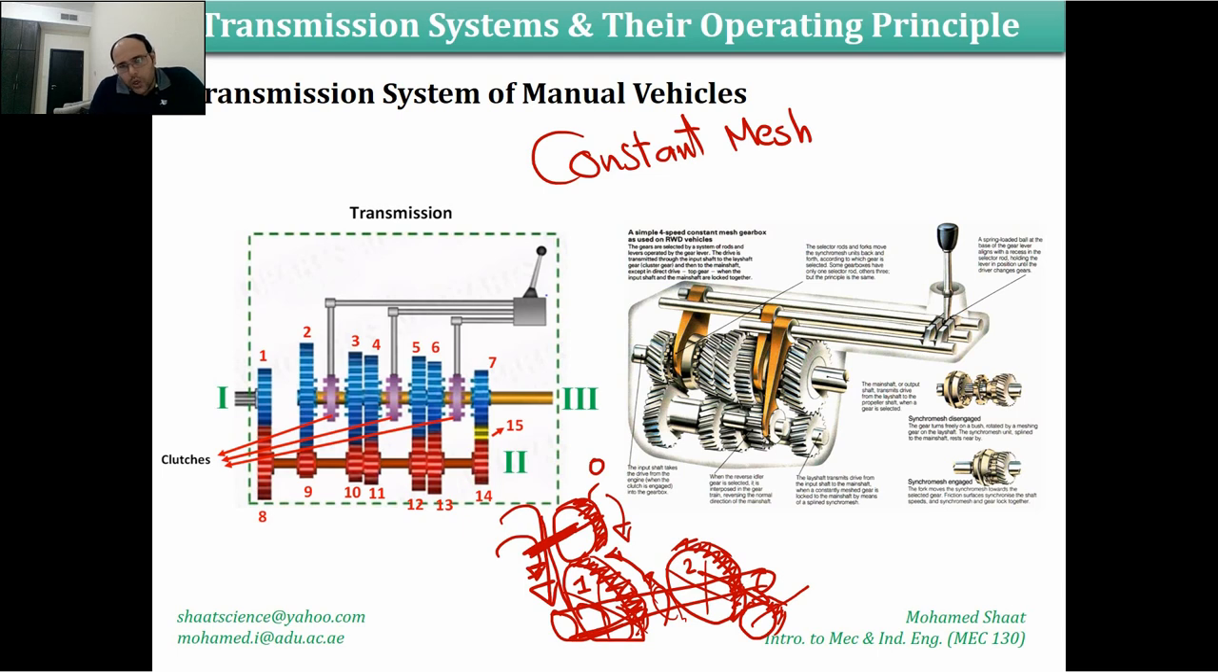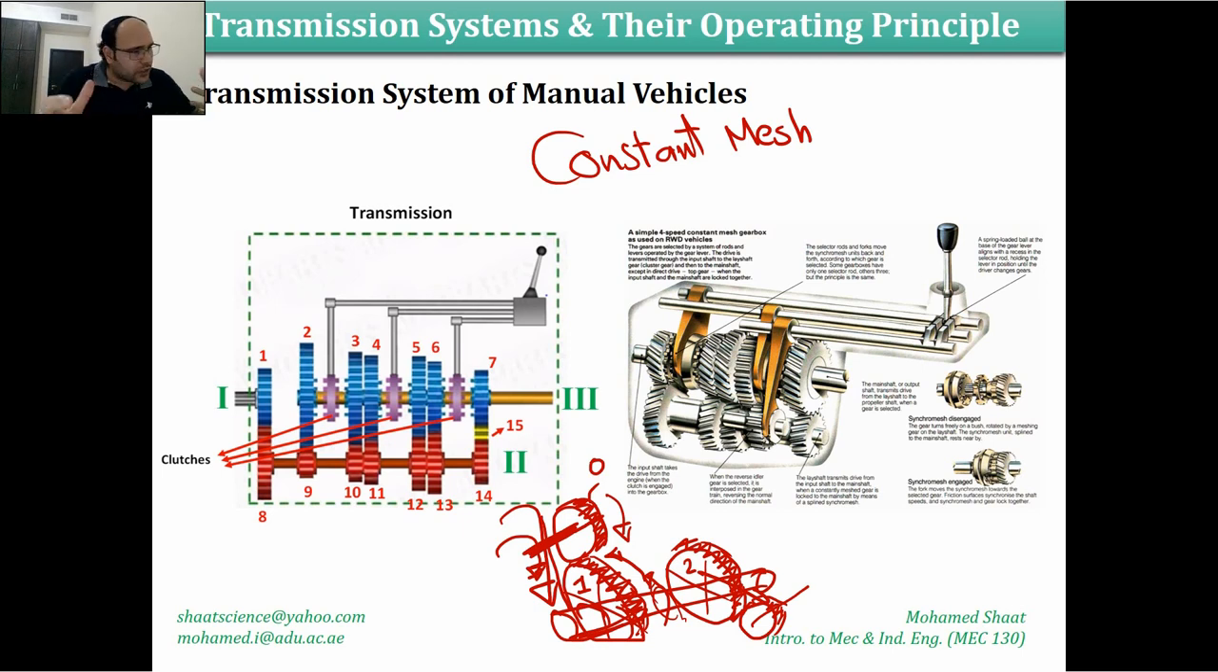How many gears are over this shaft two? We do have 8, 9, 10, 11, 12, 13. Forget about 14 for now. So at least we do have 5, and the sixth one is just a special mechanism. Forget about it. So we do have 5 gears. There are only 2 gears that will be used. One of them will serve as input, the second one is going to serve as output. How about the other three? The other ones will keep rotating for nothing. You got it? So we do have 5 gears here.